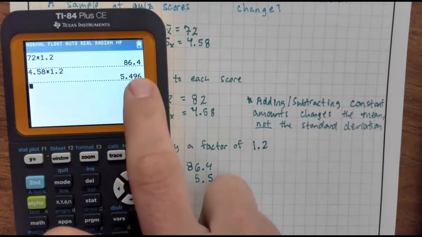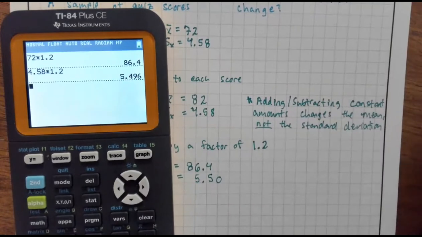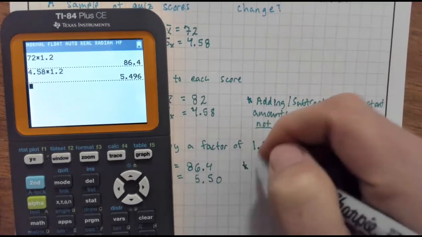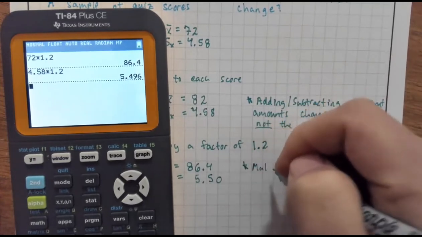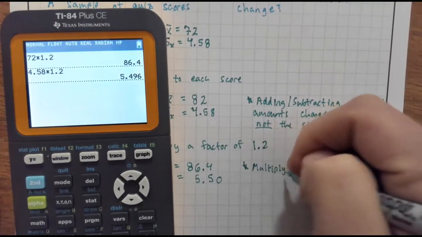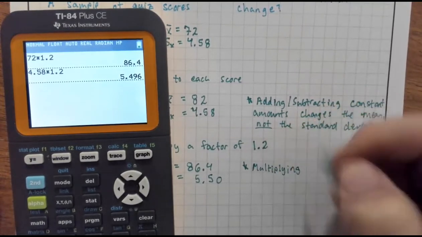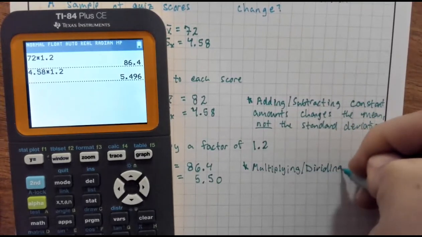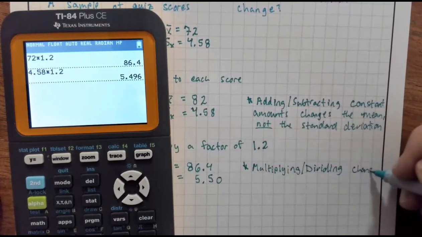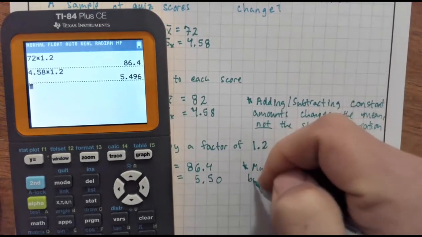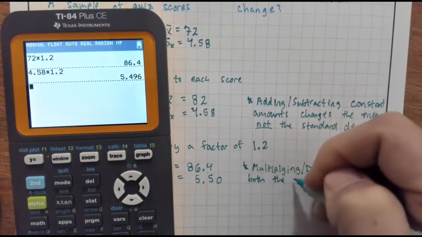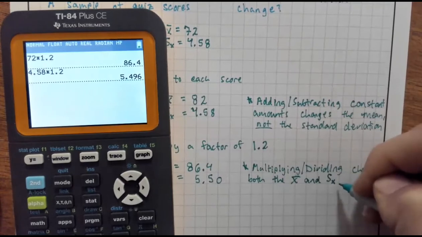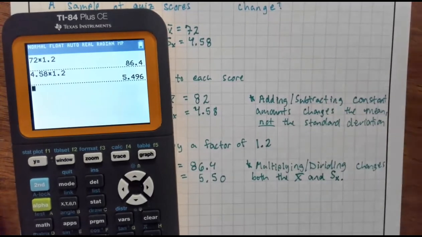So yeah, if we multiply or divide, it changes both the mean and the standard deviation. Multiplying or dividing changes both values.